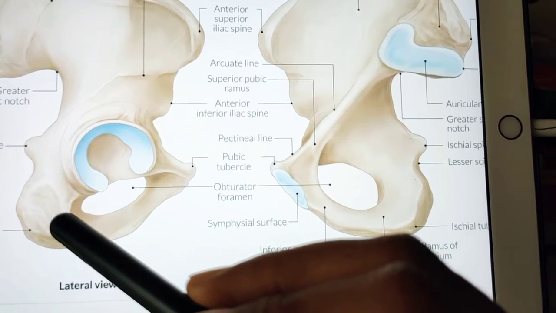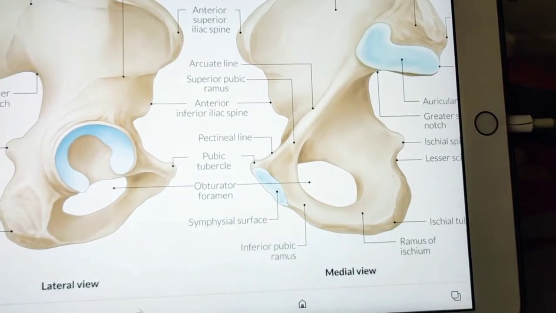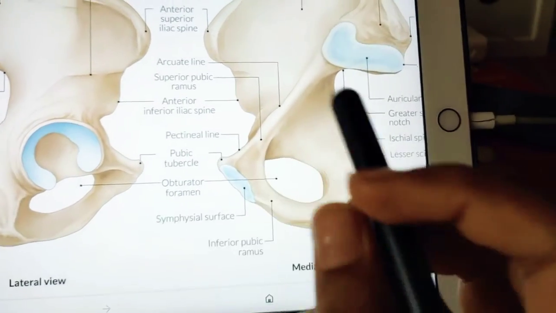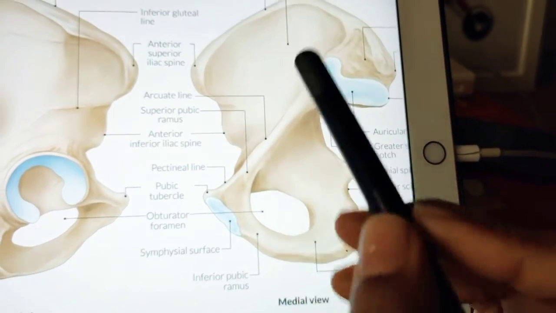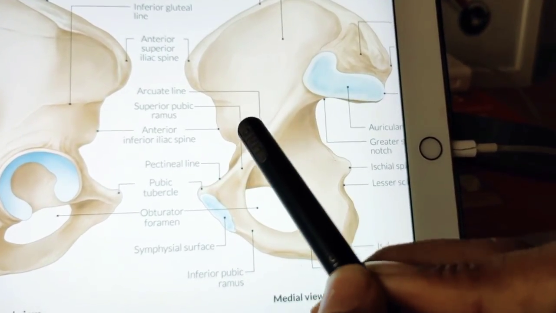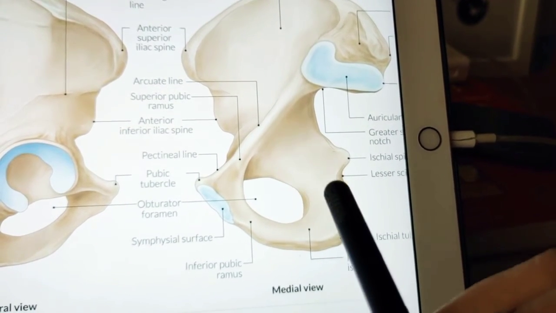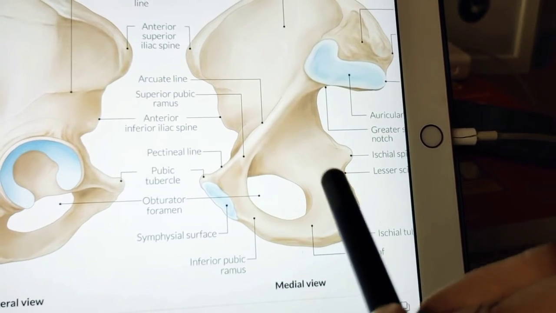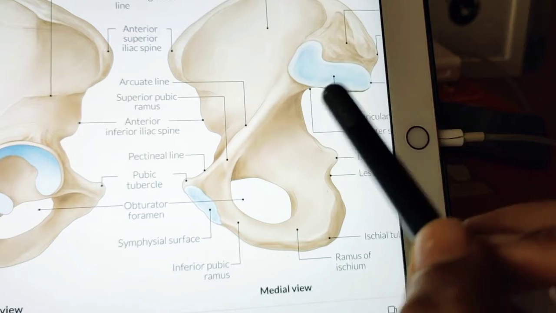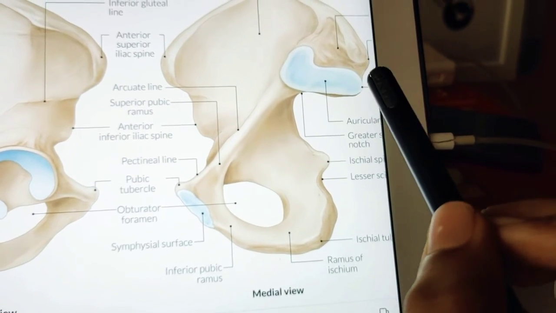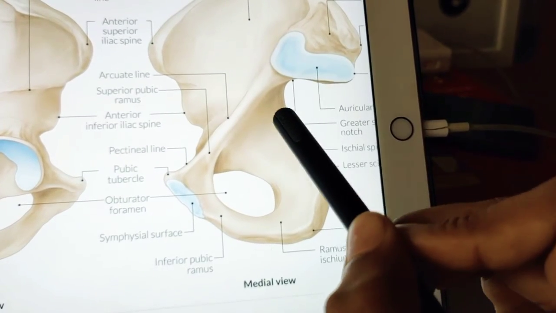Then you have the dorsal surface, which is this one, and you also have a pelvic surface. This is the pelvic surface. If you remember our ilium, the pelvic surface of the ilium and the pelvic surface of the ischium are continuous. Not only the pelvic surface, even the posterior border is continuous. The posterior border of the ilium is continuous with the posterior border of the ischium, like this.